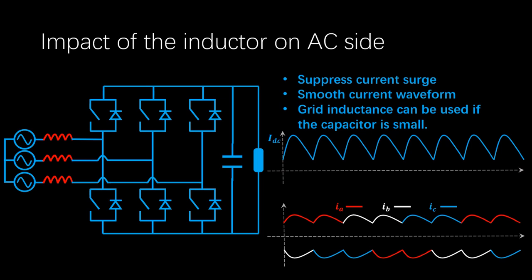If the capacitor on the DC bus is small enough, then the grid inductance can be used to suppress the surge.